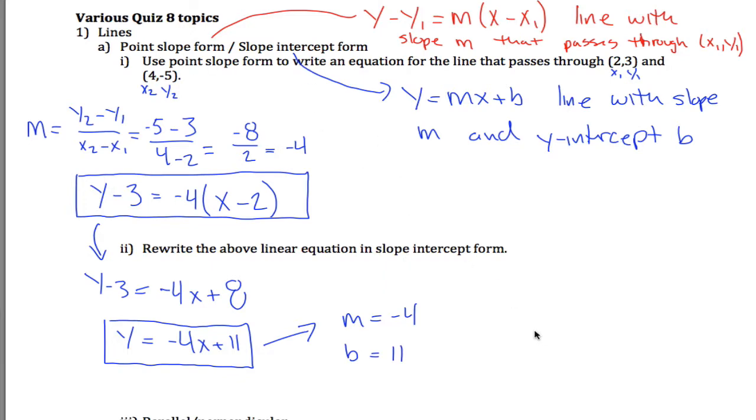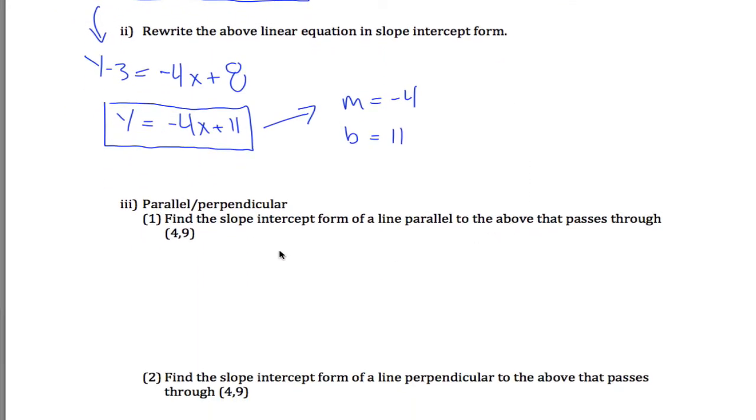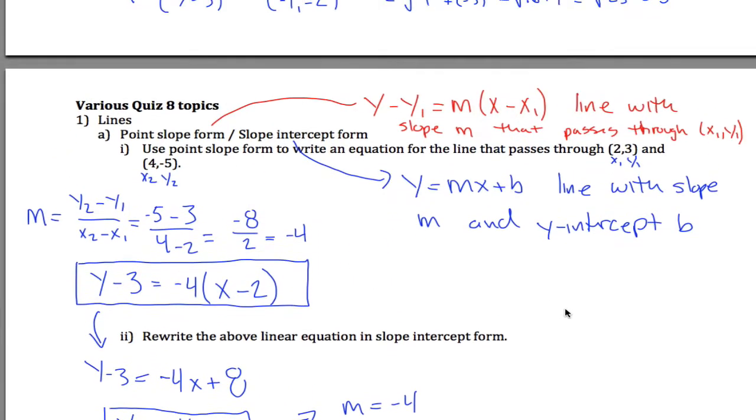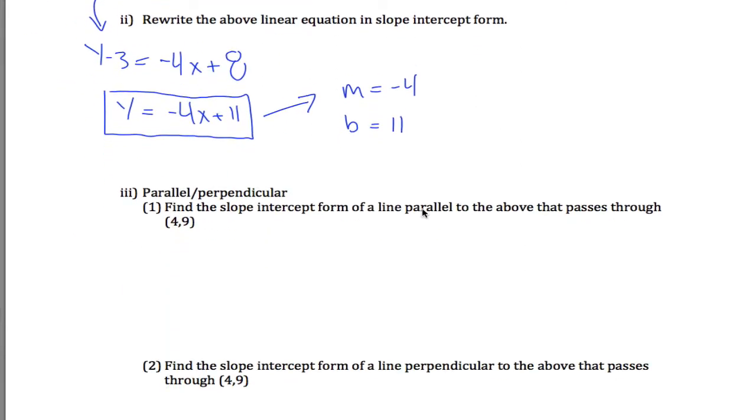Point-slope form, slope-intercept form. Parallel and perpendicular, we kind of talked about these a little bit already. Find the slope-intercept form. Okay, so slope-intercept, you're thinking y equals mx plus b, of a line parallel to the above. Okay, so the line above had a slope of negative 4. If we're parallel to that, we must have the exact same slope. Our m must be equal to negative 4.